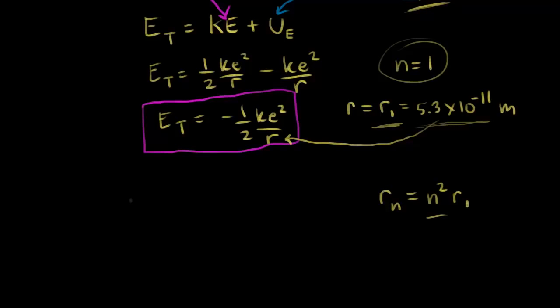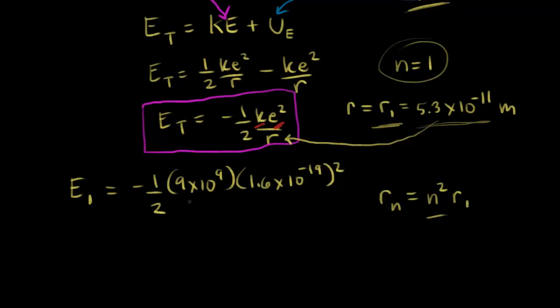All right, so let's go ahead and plug that in. Let's do the math, actually. So we're going to get the total energy for the first energy level. When n is equal to 1, the energy is equal to negative 1/2 times K, which is 9 times 10 to the 9th, times the elemental charge. So we just took care of K. E is the magnitude of charge on a proton or an electron, which is equal to 1.6 times 10 to the negative 19 coulombs. We're going to square that and then put that over the radius, which was 5.3 times 10 to the negative 11 meters.